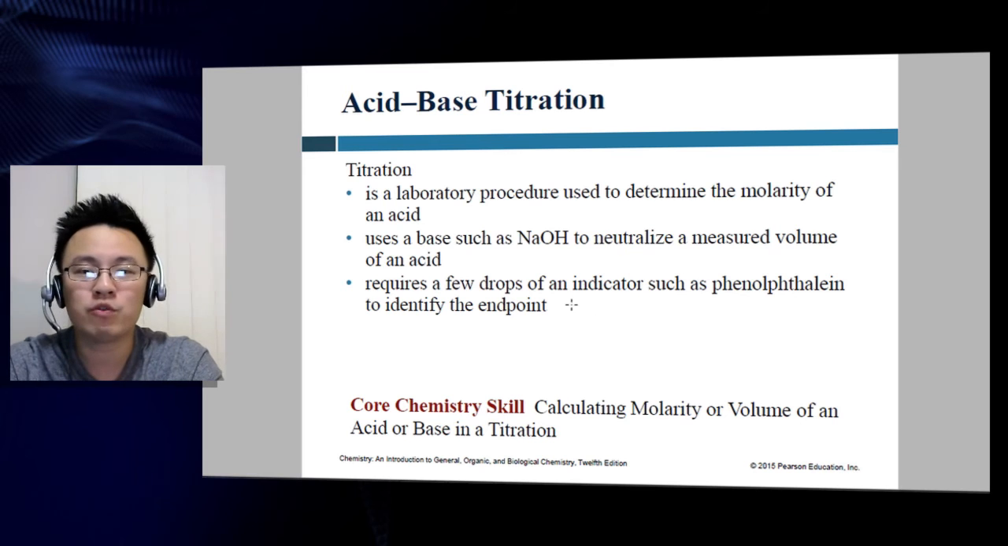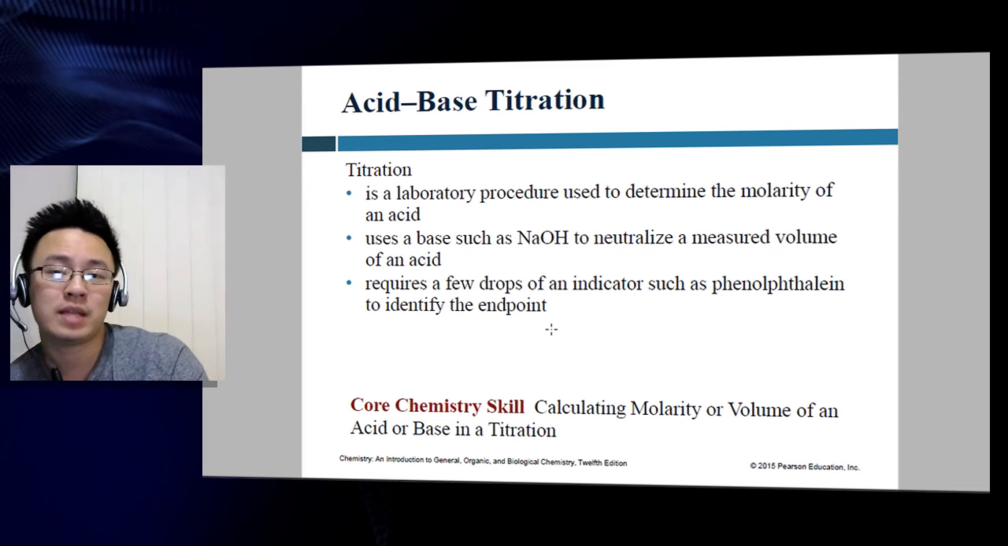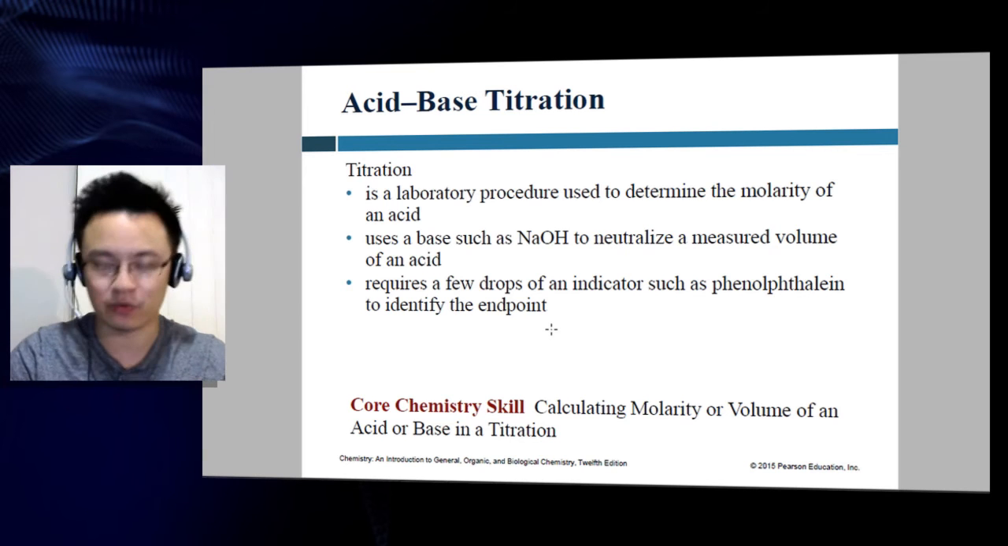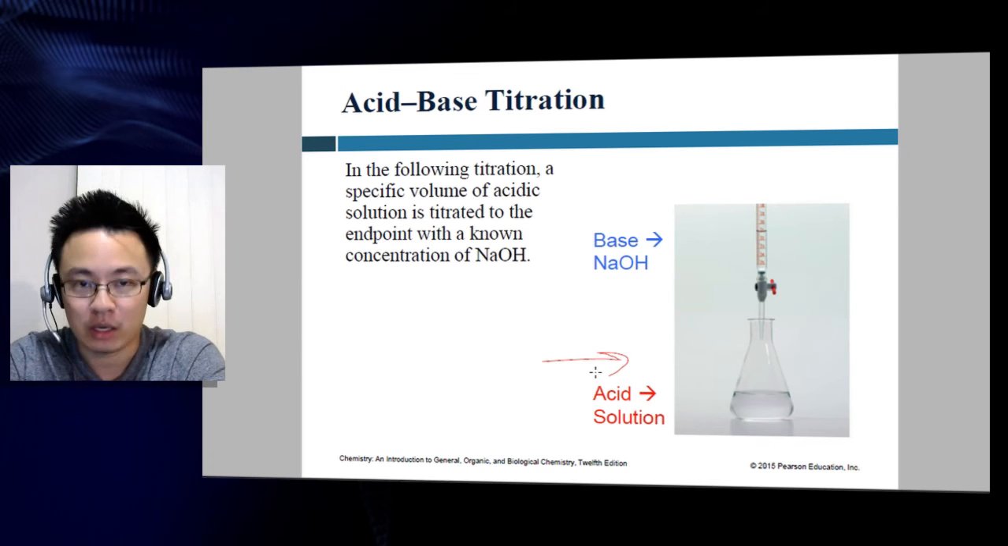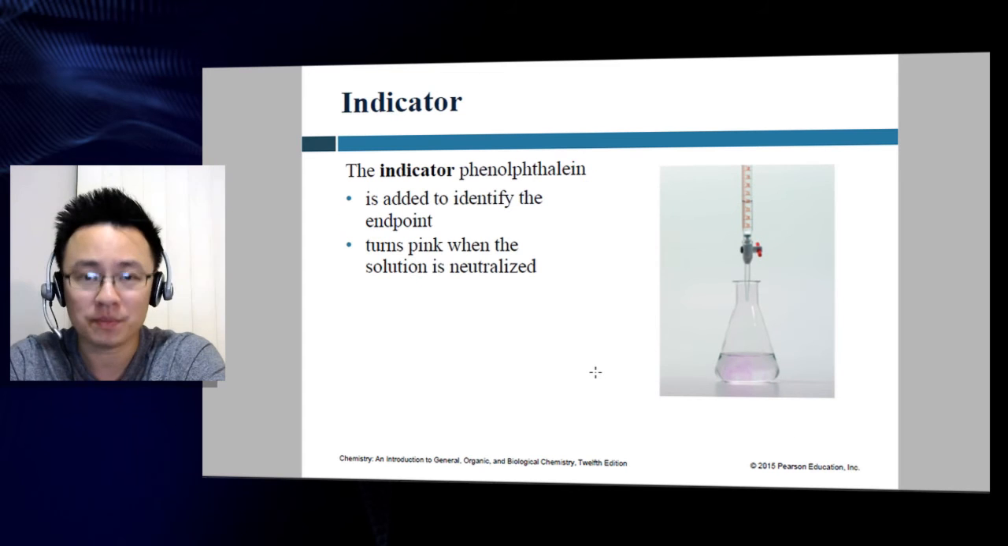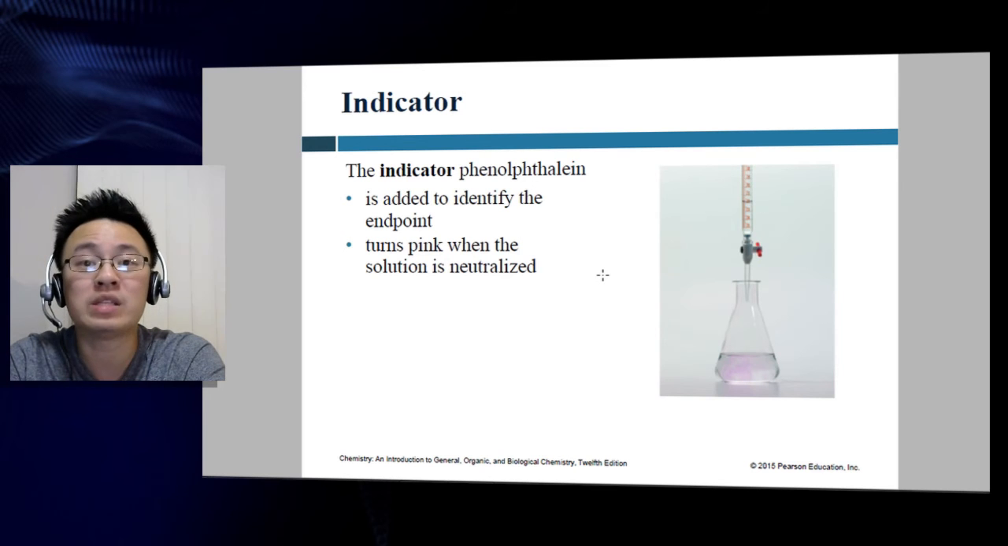It also requires a few drops of an indicator such as phenolphthalein to identify its endpoint. This is known as a type of pH indicator, used in order to determine whether or not it has hit its acid or its base form. Now, as you can see here, in the following titration, a specified volume of acidic solution is titrated to the endpoint with a known concentration of sodium hydroxide. The indicator phenolphthalein is added to identify its endpoint, and it turns pink when the solution there is neutralized.